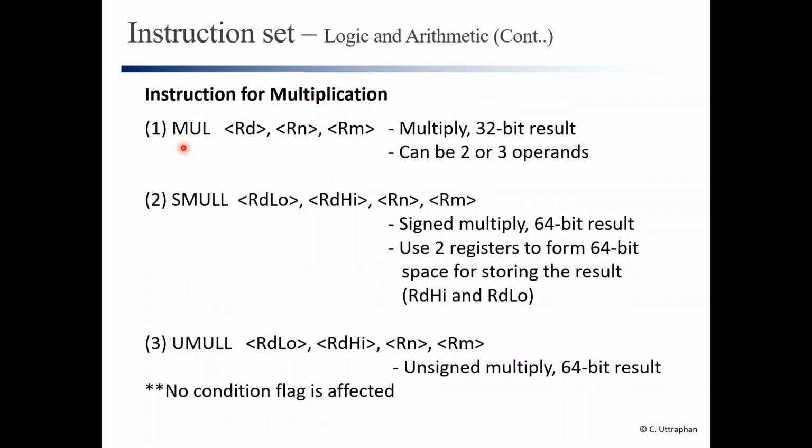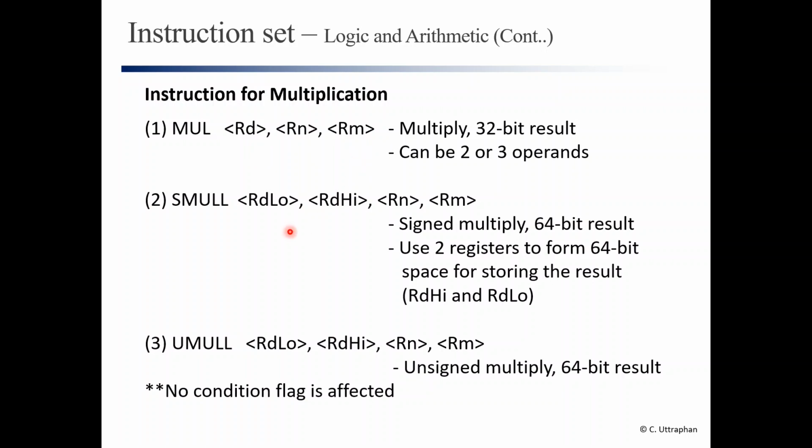The next arithmetic instruction is multiplication. There are three types of multiplication instruction. The first one is MUL, the second one is SMULL, and the third one is UMULL. For the MUL, the maximum result is 32-bit, and it can have 2 or 3 operands. Observe that all the operands are general-purpose registers; this means an immediate value is not allowed.